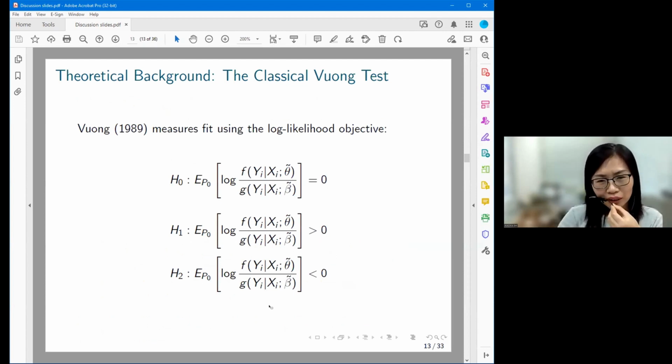So the null hypothesis is that they are equal, they're equally good, and then you can have directional or one-sided alternatives as well. Under the first alternative, the F model is better. Under the second alternative, the G model is better. When the null hypothesis is rejected, you can see which alternative hypothesis may be true.